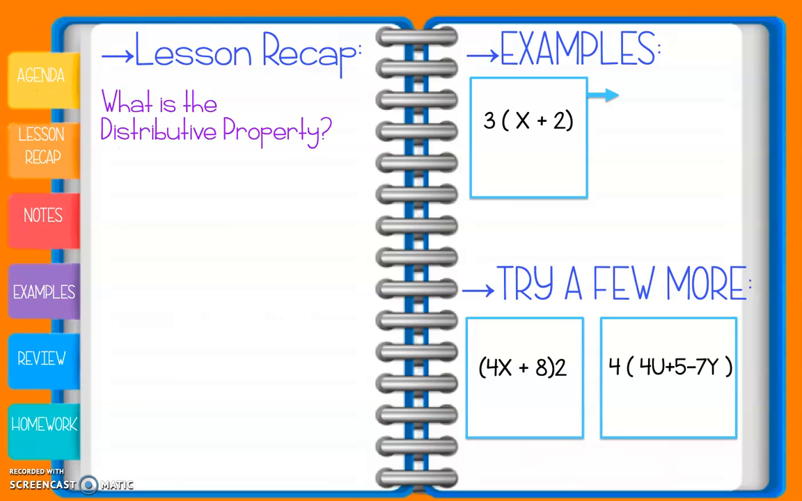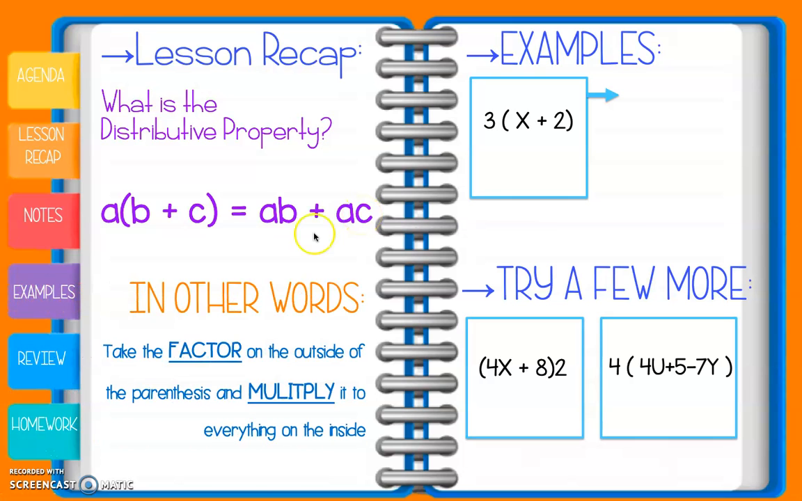So first things first, what is the distributive property? The distributive property says A parentheses B plus C is equal to AB plus AC. That's just a bunch of variables, but in other words, we're going to take the factor that's on the outside of the parentheses and multiply it towards everything on the inside. So we take the factor on the outside, which is A, times B, and that's how we get AB.